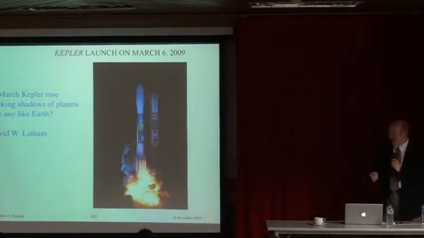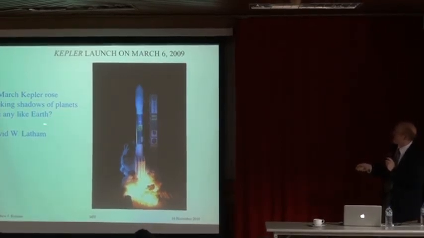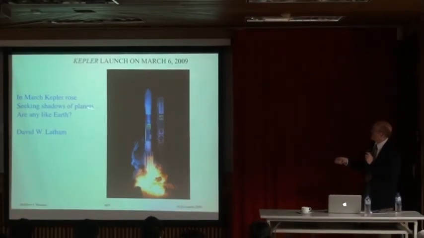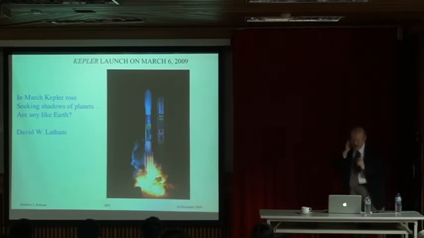Here's a picture of the Kepler launch, a little more than 3 years ago, and there's this nice haiku from a colleague of mine who's a member of the Kepler science team, David Latham. In March, Kepler rose, seeking shadows of planets any like Earth. This is a Delta II rocket, one of the last of the Delta IIs, that Kepler was launched on. And this slide really doesn't do justice to the launch, so I will show you what the launch actually looked like.